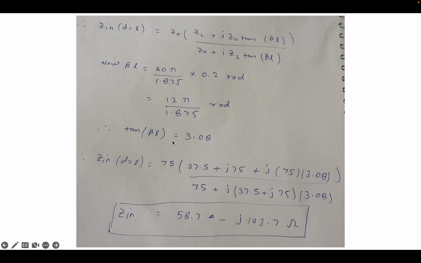What is the value of beta L? So tan beta L is 3.08. You can plug in the value of beta L, convert it to degrees or radians, whatever you want, and calculate the value of tan beta L. And from there you can now plug in the values. Z0 is 75 and the load impedance is 37.5 plus j 75 plus j times Z0 times tan beta L. tan beta L here is 3.08. From here I think it's very easy to solve. So what will be the input impedance? If one solves such a problem, you will get an input impedance of this kind. For this question, the input impedance is 58.7 minus j 103.7 ohm.